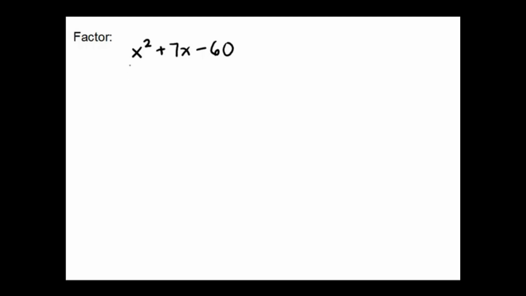So let's go ahead with our parentheses. And for our signs, negative at the end, so we're going to need different signs. We'll split the x's. And then we're looking at 60. Nothing pops in my head really fast to combine to give us 7. So I'm going to just go ahead and make my list so that I'm making progress.